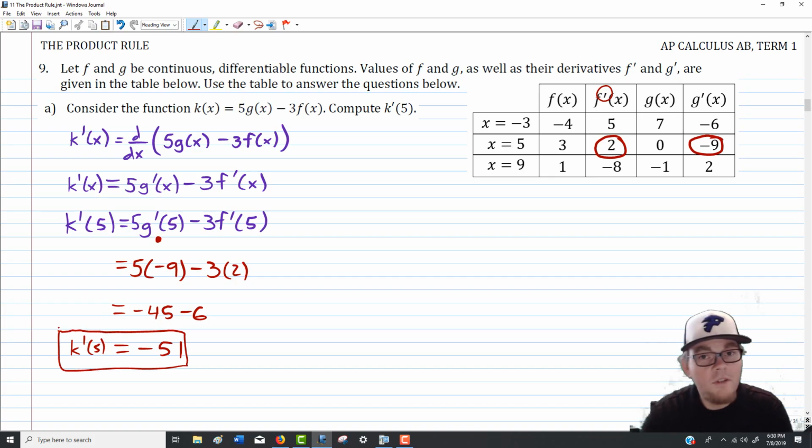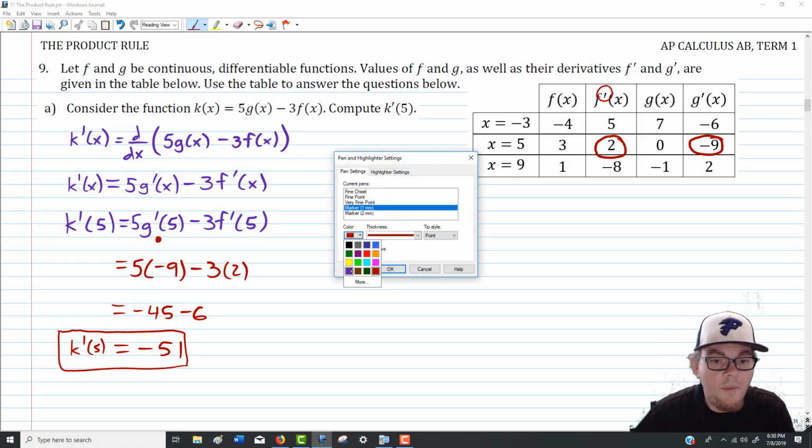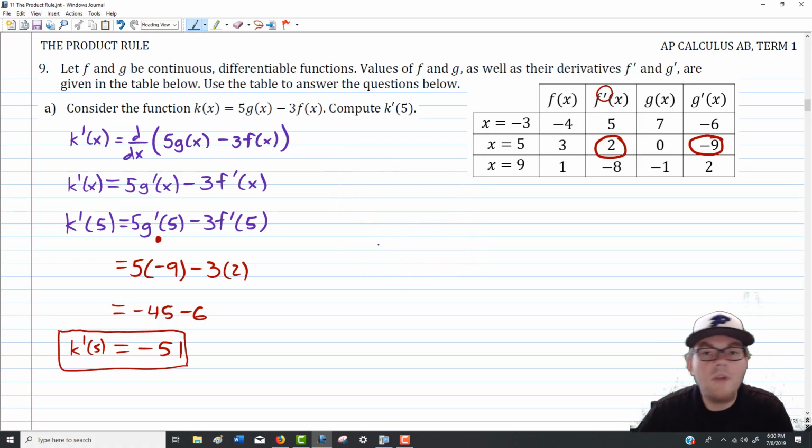So not particularly difficult. Not even using the product rule here, I might point out. So don't go too crazy and don't get too upset about it. But this is the sort of abstract differentiation work you might have to do.